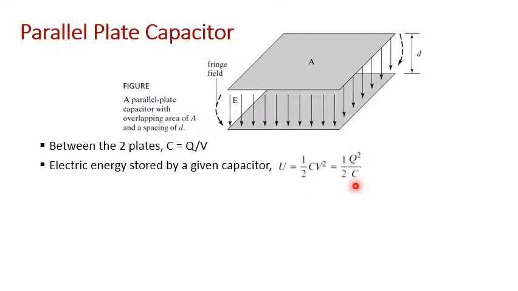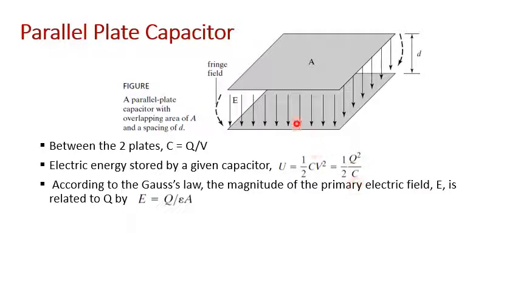Now for a parallel plate capacitor, the electric field lines will be parallel to each other and perpendicular to the plate surface in the overlapped region, and there will also be fringe electric fields that reside outside the boundary of the electrode plates.